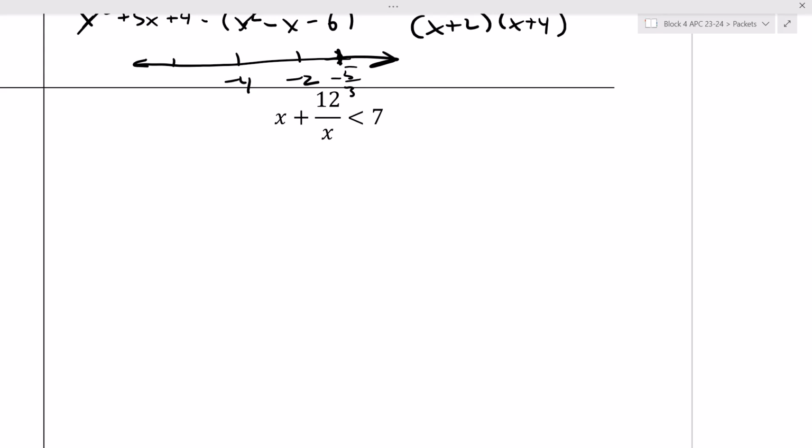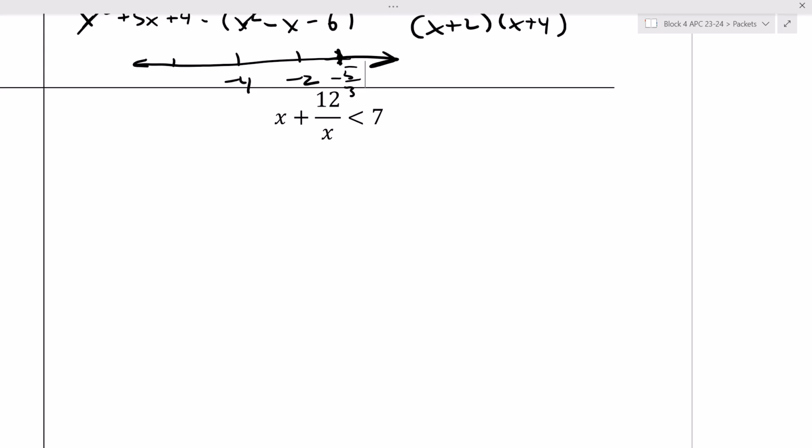Would it be a good idea to multiply through by x to get rid of that denominator? Oh no, because you don't know what x is. Exactly, x would be positive or it could be negative, and with an inequality you have to be careful. If it's an equation, that'd be a great first step. But as an inequality, we're not going to do that.